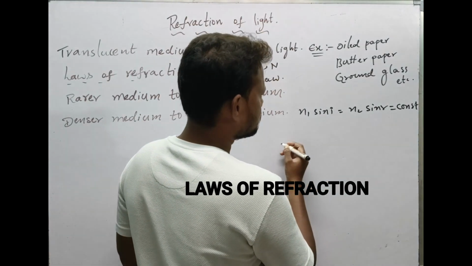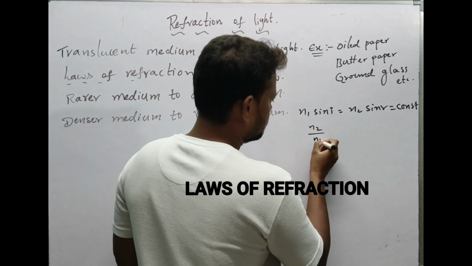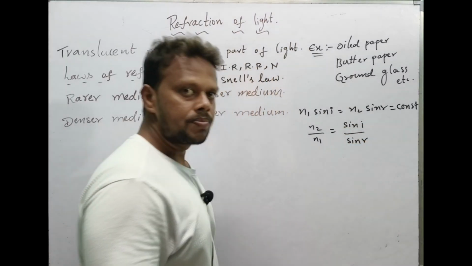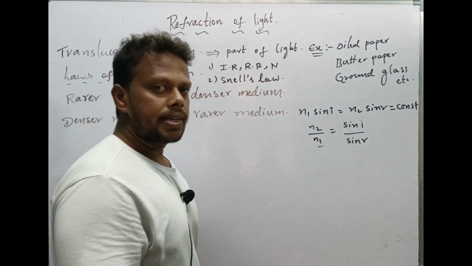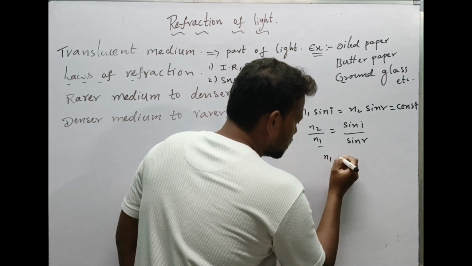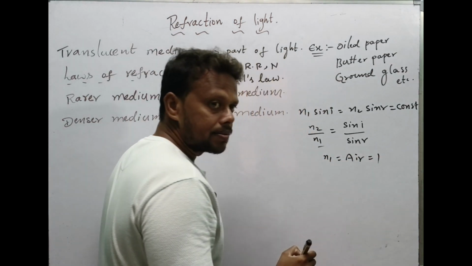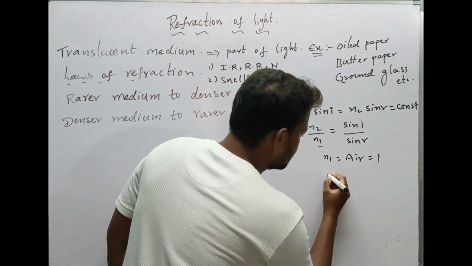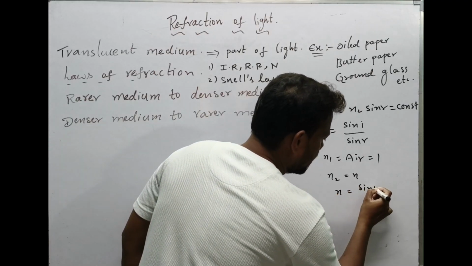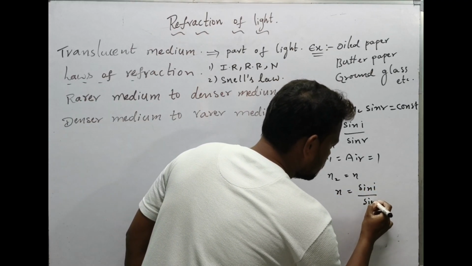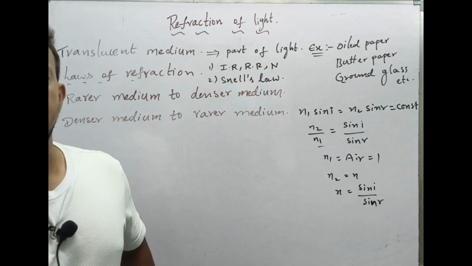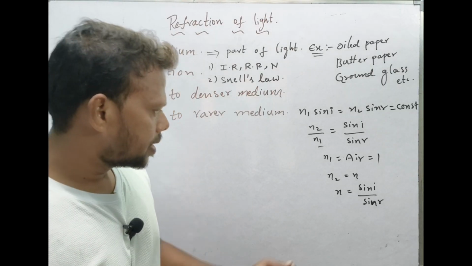We can write this as N2 by N1 equal to sin I by sin R. N1 is the refractive index of the first medium, N2 is the refractive index of the second medium. If the first medium is air, the refractive index equals 1. The second medium is unknown, so I will just write N in place of N2. Then we write N equal to sin I by sin R. So it can also be defined as the ratio of the sine of the angle of incidence to the sine of the angle of refraction. So it is Snell's law.